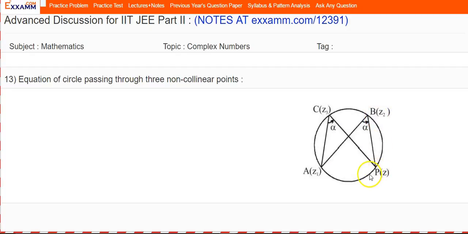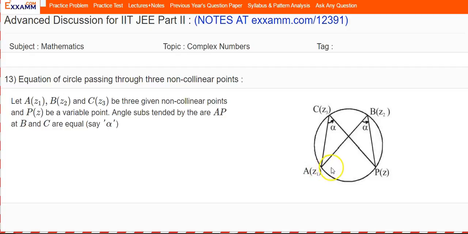Now we have to find the equation of such a circle whose 3 points are given as z1, z2, z3. So let the fourth point be P. And we know that in a circle, if these are 2 points, then angle ACP is equal to angle ABP. This angle is the same as this one. So what can we say by using the rotation theorem? Let us apply it for z2 first. (Z minus z2) divided by (z1 minus z2) is equal to lambda 1 e to the power I alpha. Here the sign should be z1 minus z2. This is a typographical error.